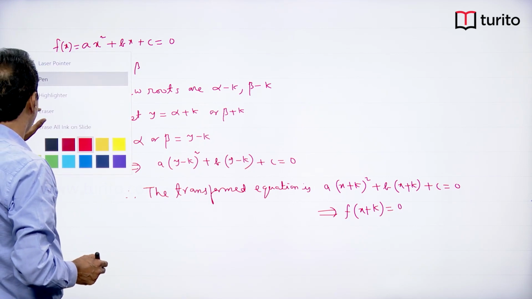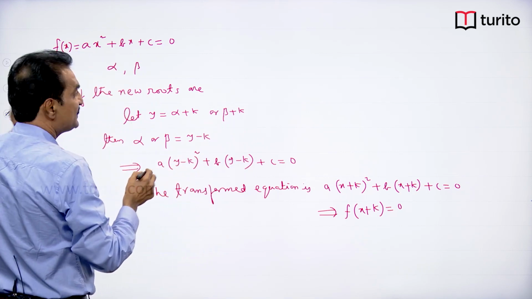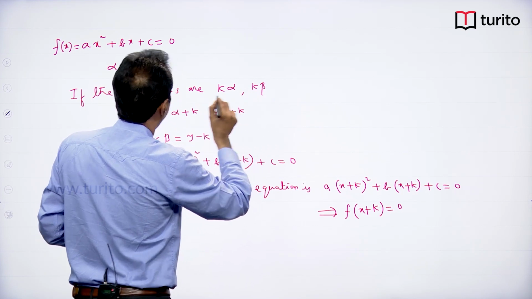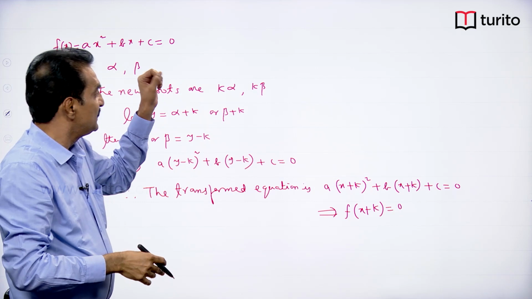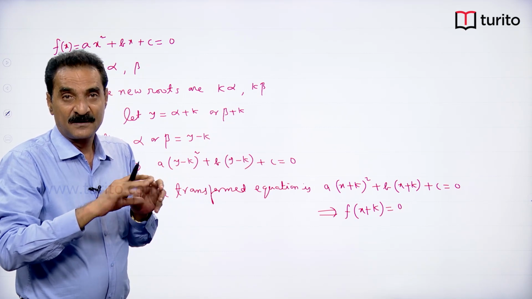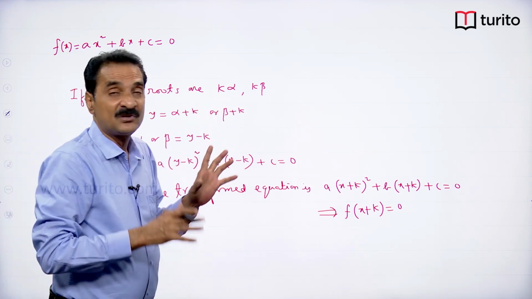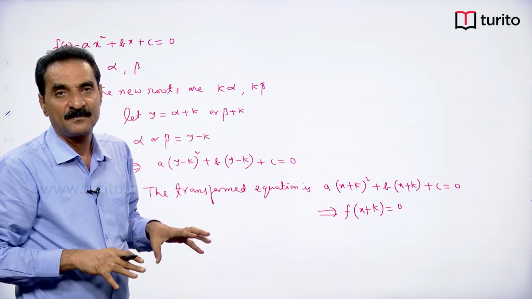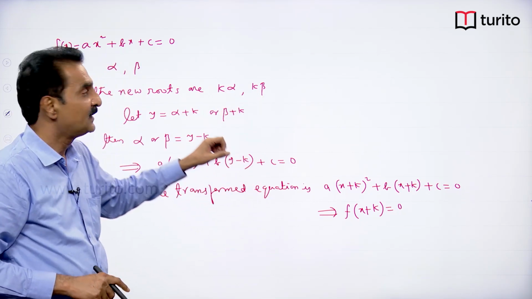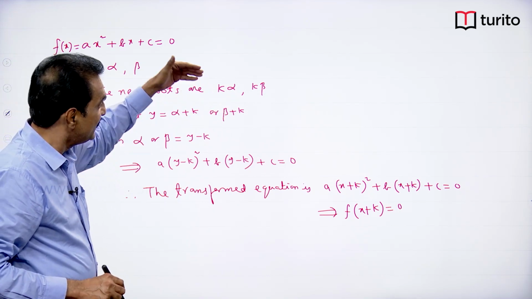Similarly, suppose the new roots are k into alpha, k into beta. So you have transformed the roots by multiplying each root by k. Remember, you can follow this method for getting the new quadratic equation when the roots are transformed only when both the roots are transformed in the same manner. If you multiply alpha by k, you should multiply beta by k, then only you can get this. Now, if you multiply each root by k, you can easily guess what is the opposite process.